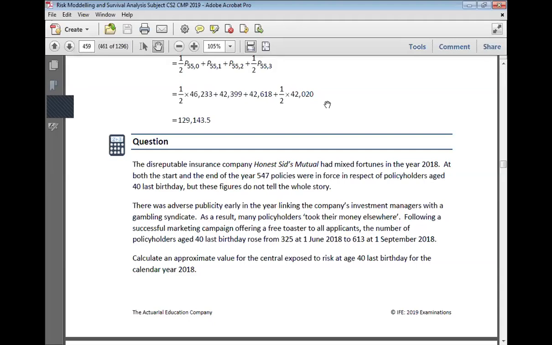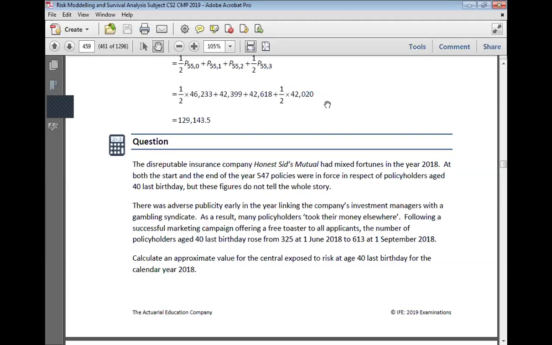So all we know is that at both the start and the end of the year, 547 policies were in force. So all we know is that at, let's say, 1 Jan 2018, we had 547 policies, and on 31st December, we still had 547 policies. And we can say that the net additions are 0. Yes, so you can say that the net additions throughout the year is 0. Very good point. So Isha, can you continue reading the next 4 lines of the question?